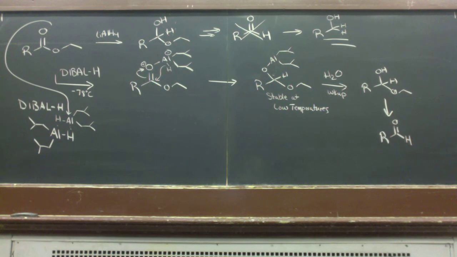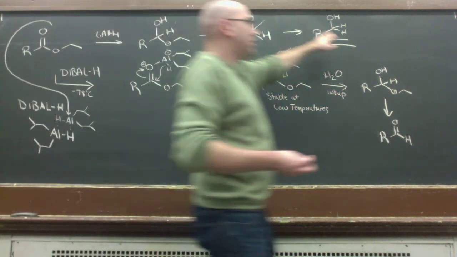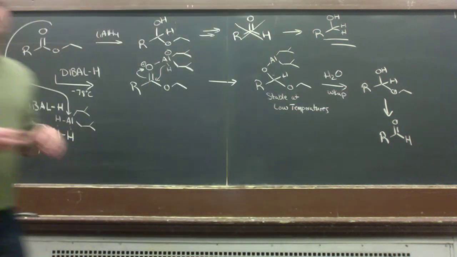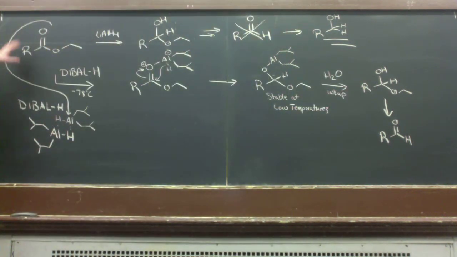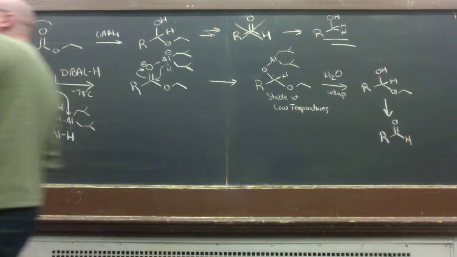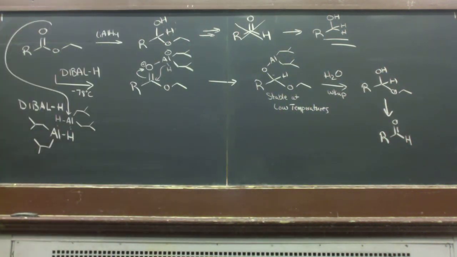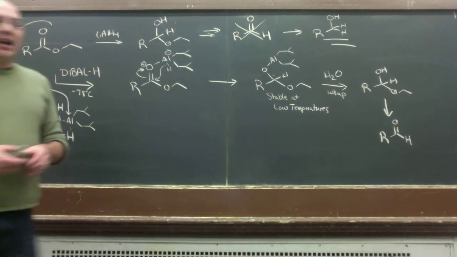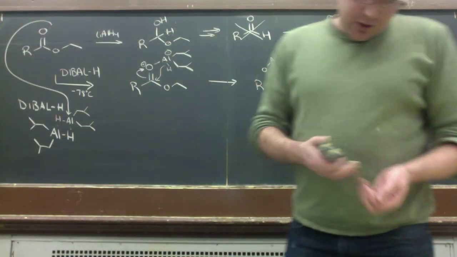Now we have a couple options. If we want to go all the way down to the alcohol, we can use LAH. If we want to stop at the aldehyde, we can go through this DIBAL-mediated mechanism. These are structurally very similar in a way, but the big difference here is your aluminum isn't set up as a hydride right away. It needs to coordinate first with the carbonyl before it can behave in this fashion. So this is a DIBAL reduction.